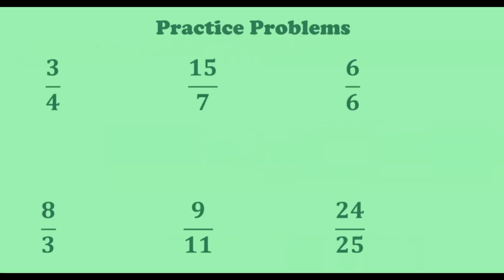Now, let us have a look at a few practice problems. Let us determine whether or not each of the given fractions is a proper fraction. Consider the first fraction. We have 3 over 4. Now, what is the numerator? The numerator is the number on top, that is 3. And what is the denominator? It is the number on the bottom, that is 4. Now, 3 is less than 4. That means that the numerator is less than the denominator. And so, yes, 3 over 4 is a proper fraction.